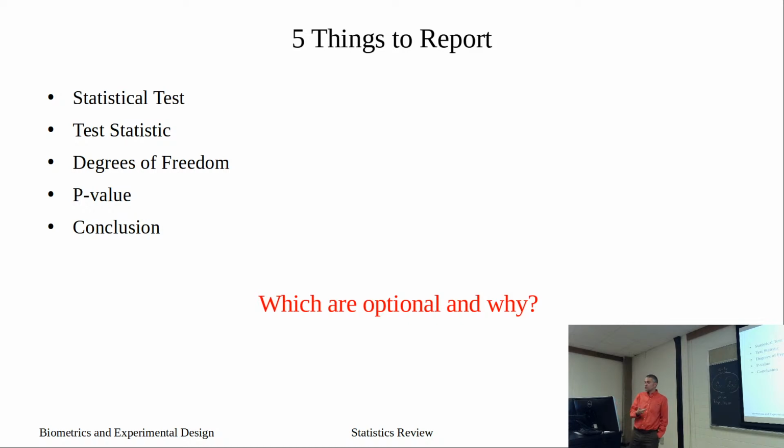Now, my question is, which of these are optional and why? As I say, these are 5 things to report. You should always report these 5 things if they're available. So which ones end up becoming optional? Why?